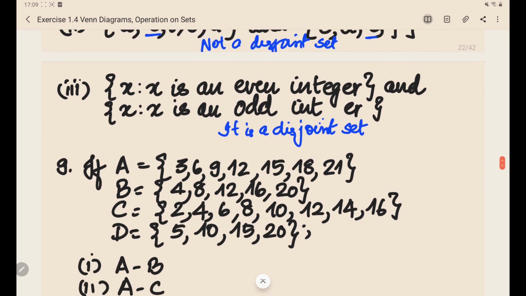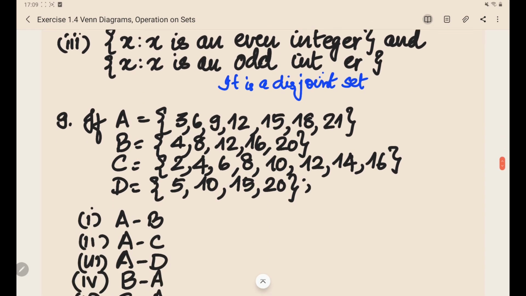Okay, so the next problem. There were only 3 sections and we have finished that. Now the next problem. If A is equal to 3, 6, 9, 12, 15, 18, 21, B is equal to 4, 8, 12, 16, 20, C is equal to 2, 4, 6, 8, 10, 12, 14, 16, D is equal to 5, 10, 15, 20. Okay, so we have to find now the difference of sets, A minus B.